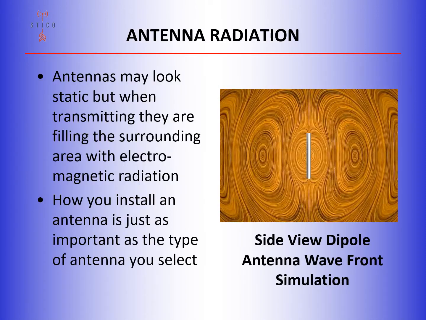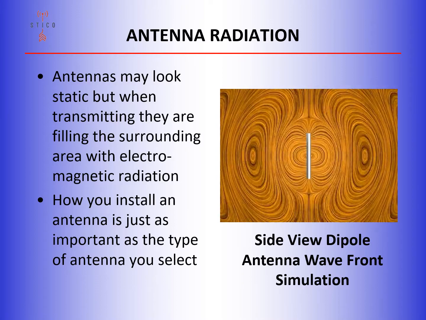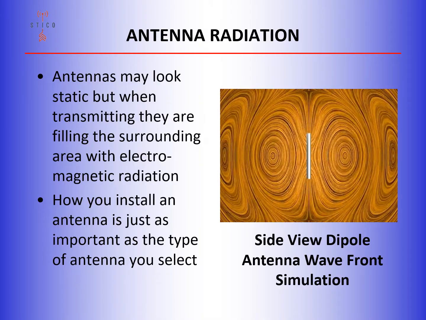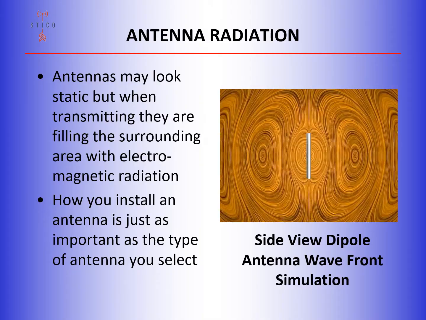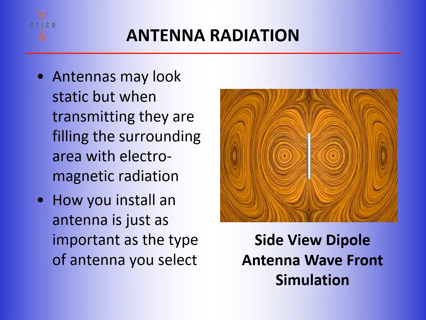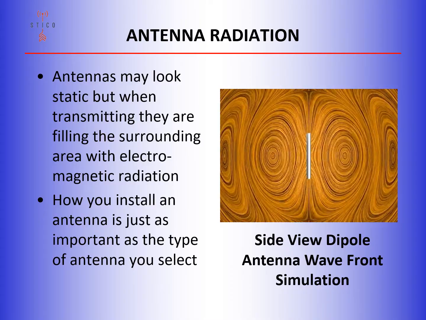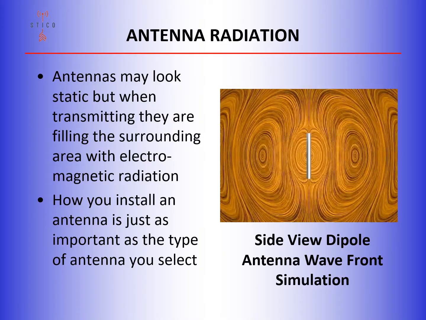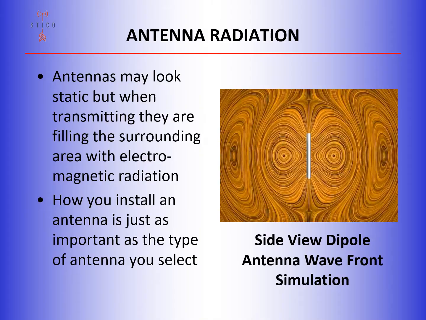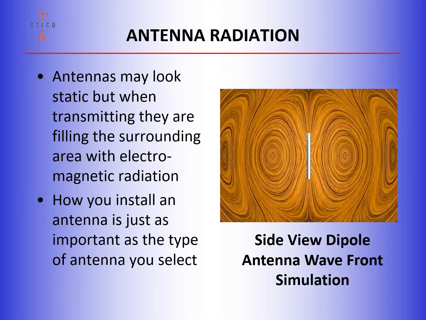Antennas may look static, but when transmitting, they are filling the surrounding area with electromagnetic radiation. Shown here is a side view of a dipole antenna. Notice that the entire volume is filled with EM radiation as it pushes energy out into the atmosphere. One takeaway from this is that how you install an antenna and what's located in the near field, or immediately around the antenna, is just as important as the type of antenna that you select.